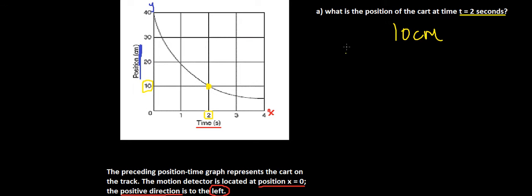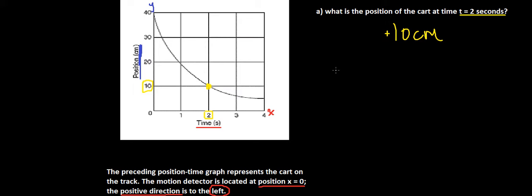Now here's the question. Is it positive or is it negative 10 centimeters? The answer is positive. Let's look at the question and figure out why. The reason it's positive is because, I guess it's kind of obvious, this is 10 right here. It's above the x-axis, therefore it must be positive.